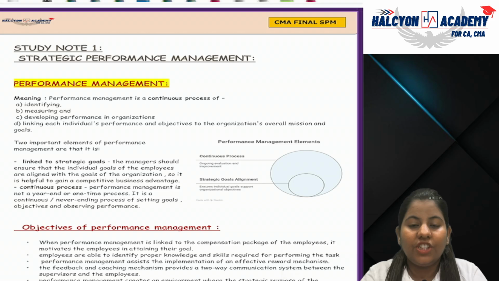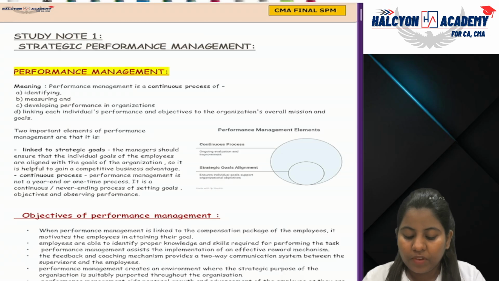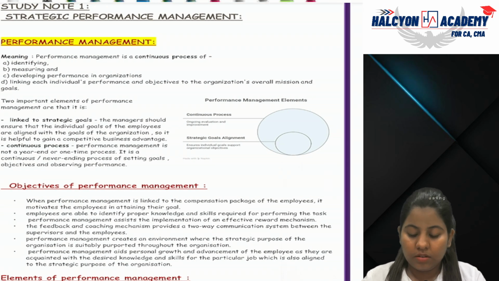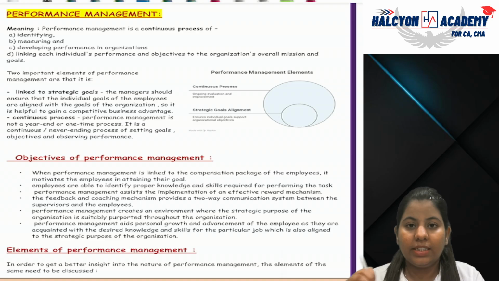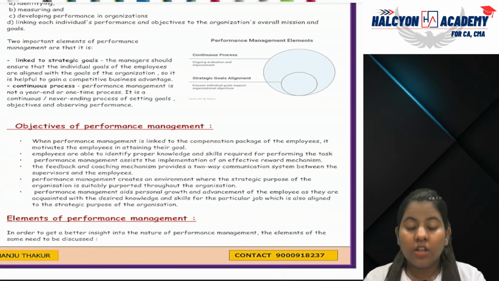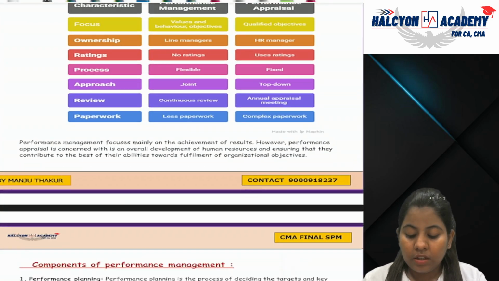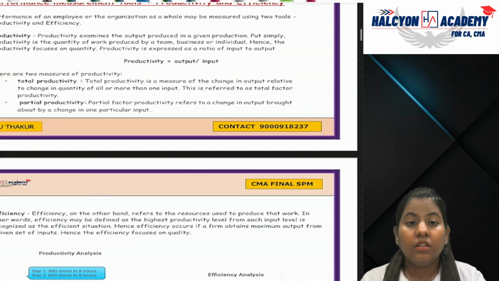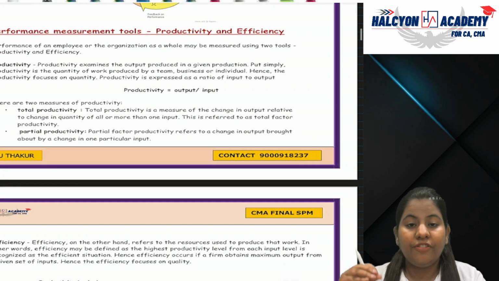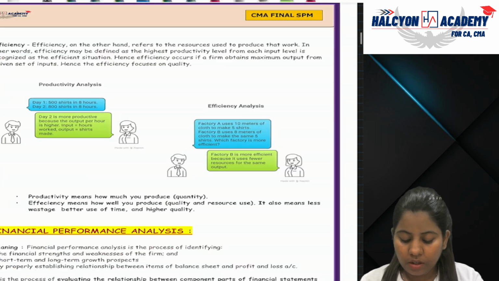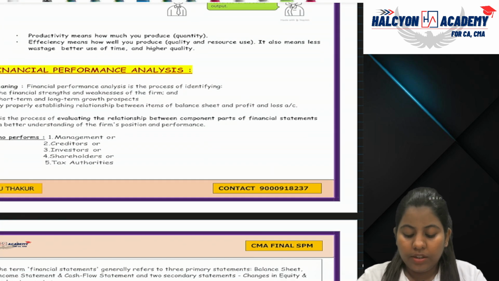So we were studying our chapter number 1, that is Introduction to Performance Management, and we have completed our first topic, that is Performance Management, and we were studying our second topic, that is Financial Performance Analysis. Okay, so our first topic was complete. We studied everything related to performance management, the objectives, elements, components, and the tools for performance management, that is efficiency and productivity. And then we learned our second topic, that is financial performance analysis.